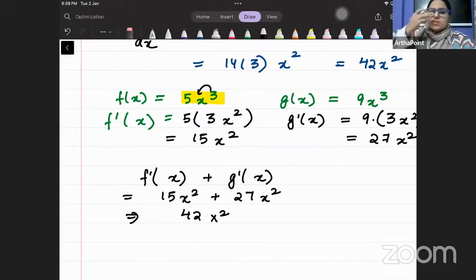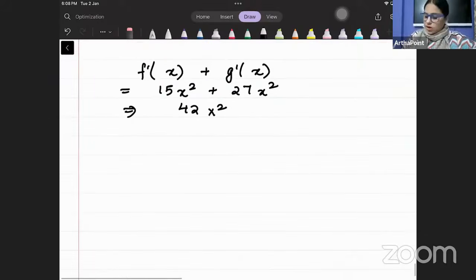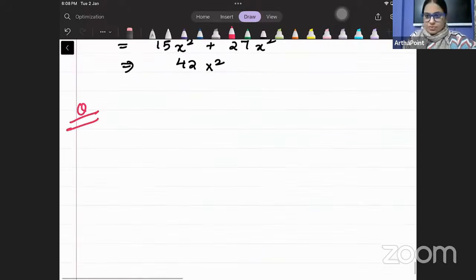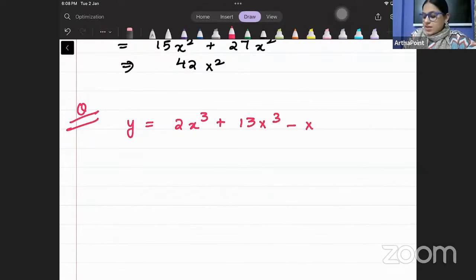ठीक है बेटा. अब इसके बाद थोड़ा सा और हम लोग एग्जाम्पल्स लेके देख लेते हैं. तो बुक में बहुत सारे एग्जाम्पल्स हैं. जैसे फॉर एग्जाम्पल अगर मैं आपको एक फंक्शन दे दूं y = 2x^3 + 13x^3 - x^3, तो बेटा क्या मतलब हो गया इसका, पहले हम ऐड करें फिर डिफरेंशिएट करें या पहले डिफरेंशिएट करें फिर ऐड करें, एक ही बात है.